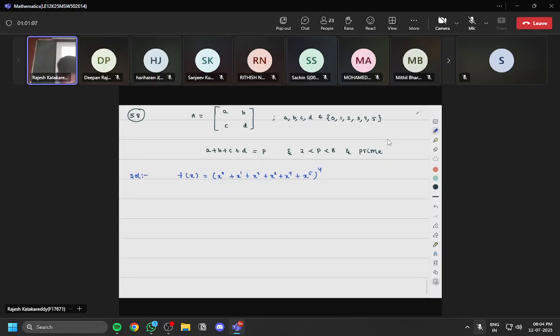Now next, this will be equal to a geometric progression. First term is 1, common ratio is x, 6 terms. Using the GP formula, it will be 1 into 1 minus x to the power 6, divided by 1 minus x, whole power 4. Any doubt in this?